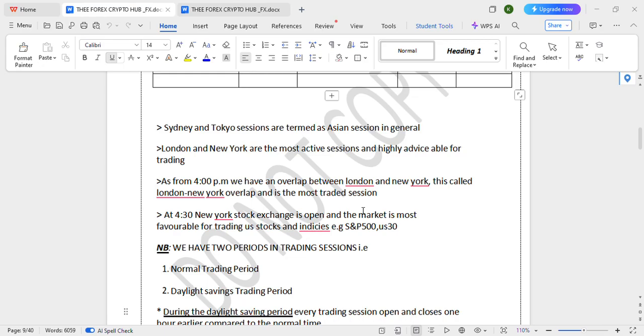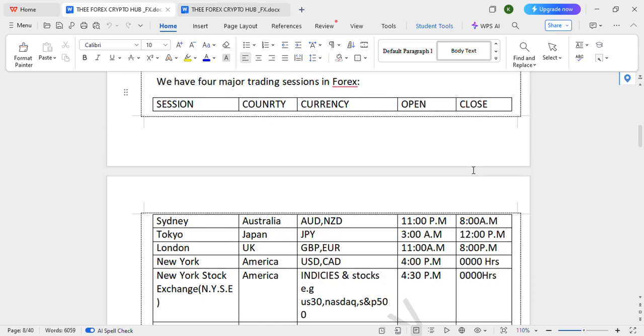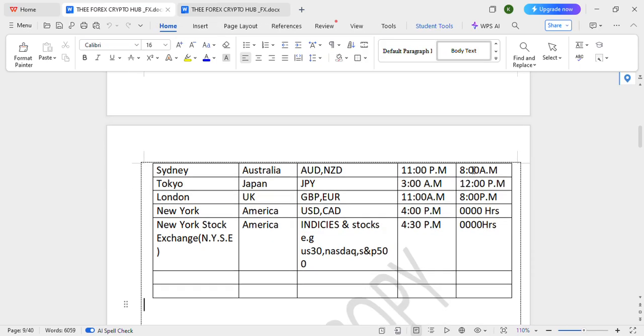And maybe someone might have seen the word overlap and they are asking themselves, what is this overlap? Overlap means we have 2 sessions which are ongoing. So if you check well, you are going to see we have very many overlaps, but the one which is keenly monitored is the London New York.